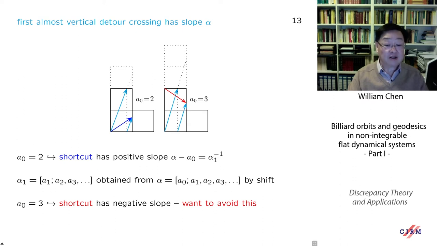And here we can see that the shortcut is also a geodesic that has positive slope. On the other hand, if the first continued fraction digit is equal to 3, as shown in the picture on the right, then we see that the shortcut, which is now given in red, noting that the bottom left vertex of the L surface and the top left vertex of the L surface are identified with each other, has negative slope. Now, we can deal with that. That's a completely different story, which we don't have time to do here, and we want to avoid this at the moment. So let's keep all our digits even for the time being.